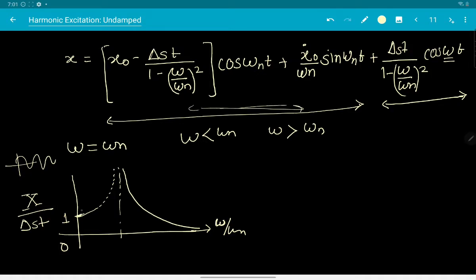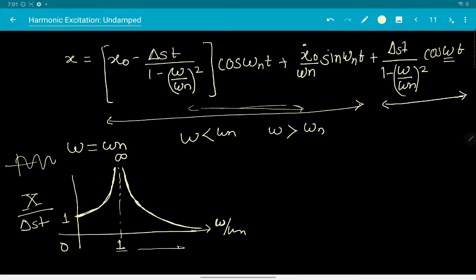Now as you go on increasing omega by omega n, the amplitude of the particular integral keeps building up till you hit this value, where omega by omega n equals 1, and the amplitude shoots to infinity. Then again it falls down from infinity, and as you increase the ratio omega by omega n even further, it slowly goes to 0. With very large omega by omega n, the amplitude goes down to 0.